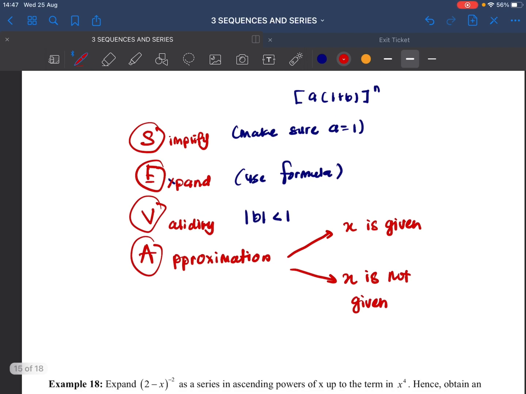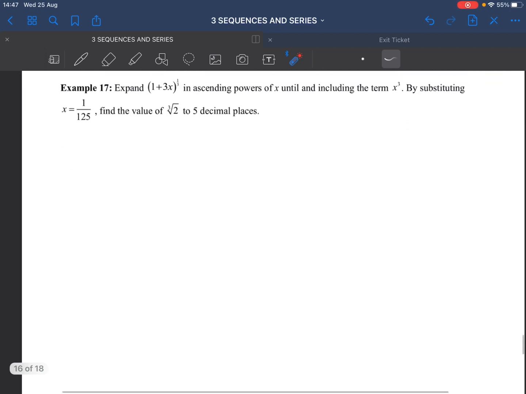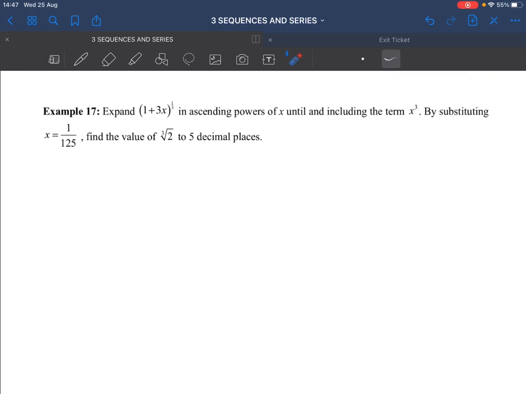Okay, so this is how we are going to solve a binomial expansion with n negative or n fraction. Okay, so nanti kita akan tengok apa yang kita akan buat dekat dua benda ni. So let's go to the first question, which is saya ada kat sini, example 17. Okay, so let's read the question first.